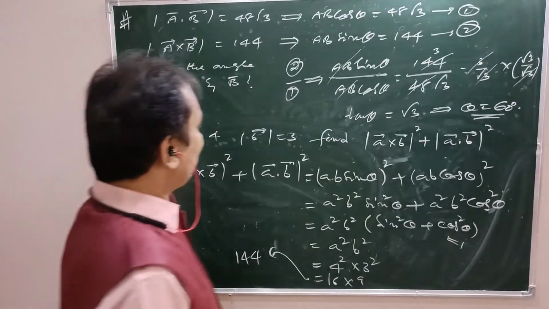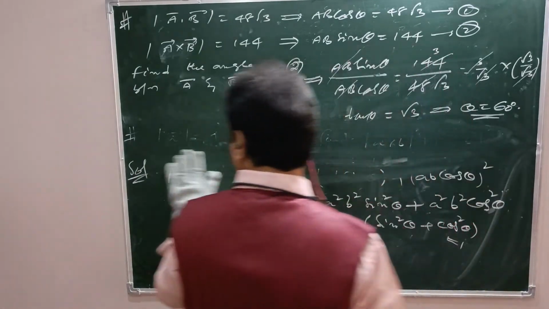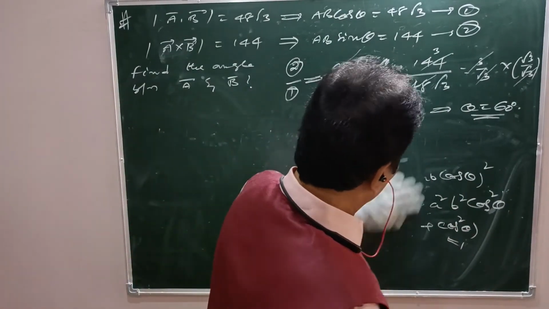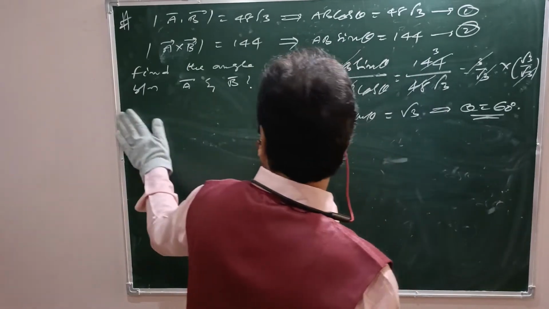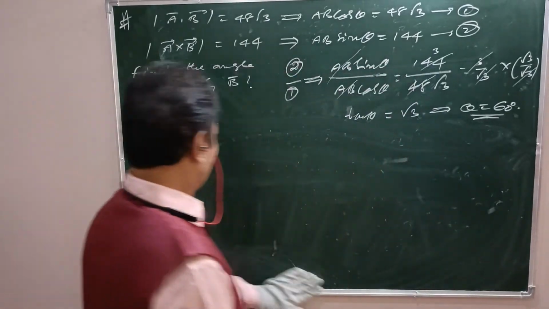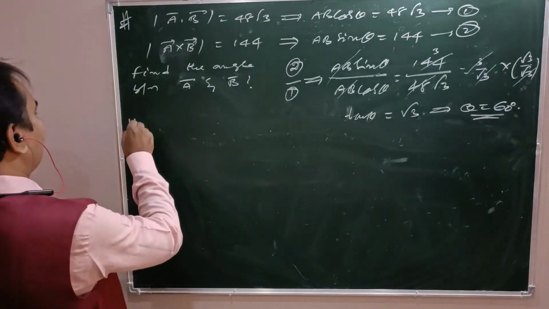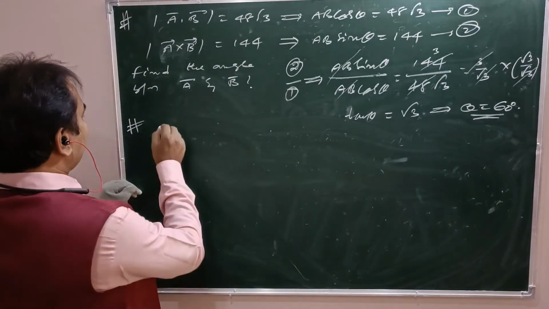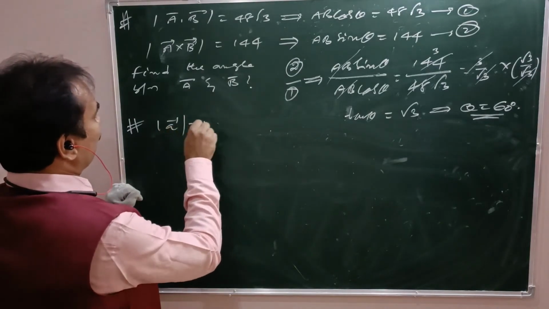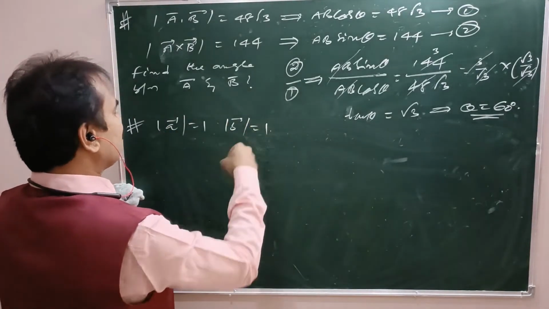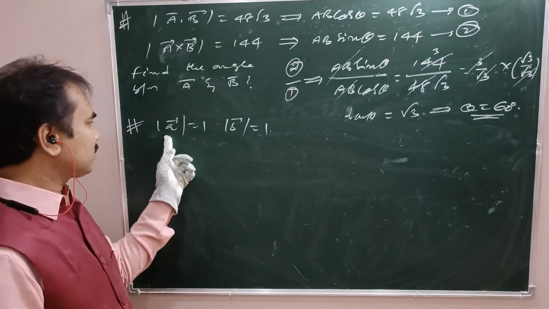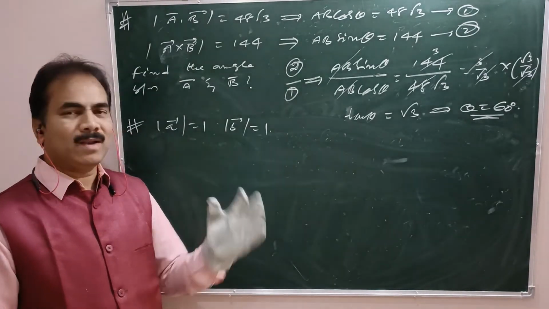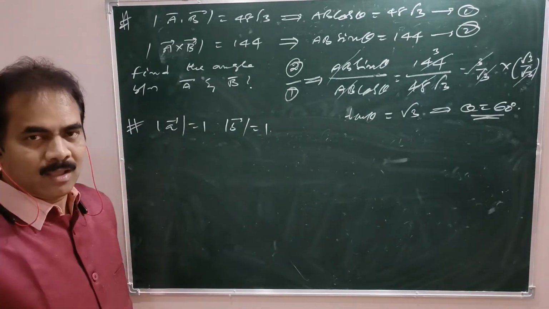Now coming to one more numerical relevant to dot product. Mod a bar equal 1, mod b bar also 1. Means we have two vectors a bar and b bar such that their magnitudes are equal to 1, which means a bar and b bar are unit vectors.